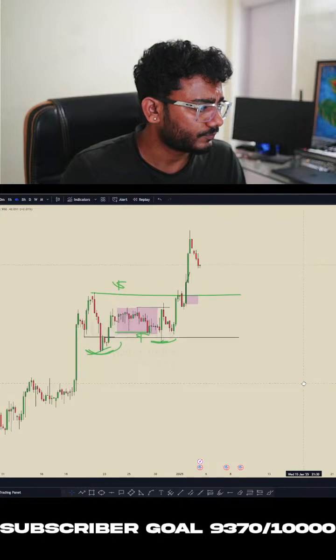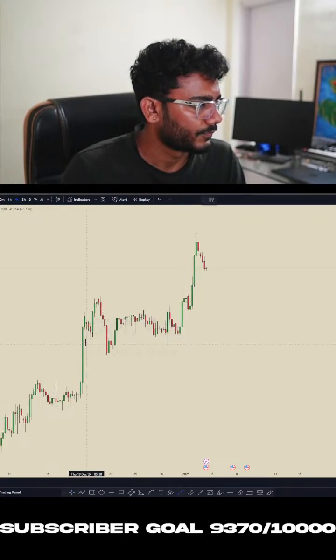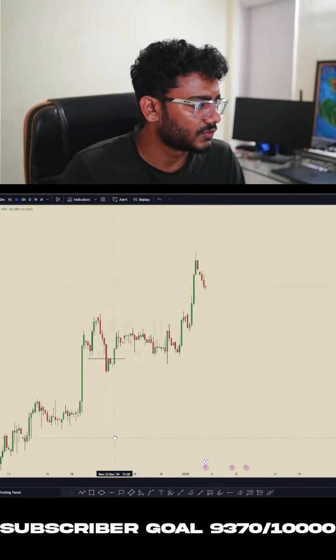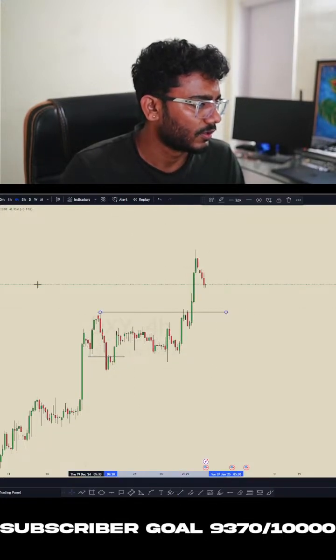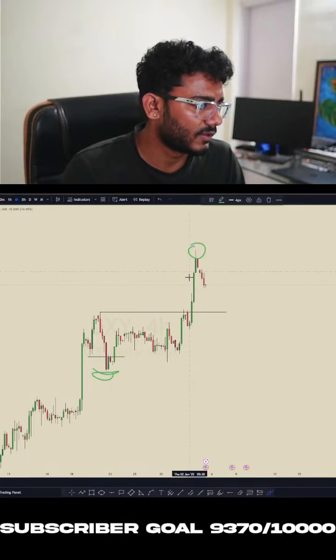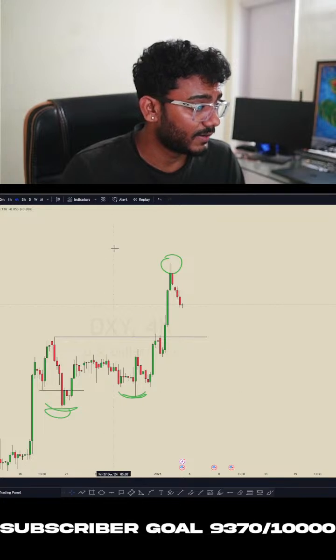we can see price induced this low, gave us a break of structure. Okay. So now we have this strong low which broke this structure. This was a weak structure, and again price created a new high. So this is our new strong structure with which created this new high.